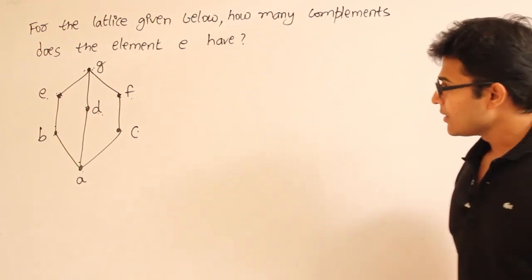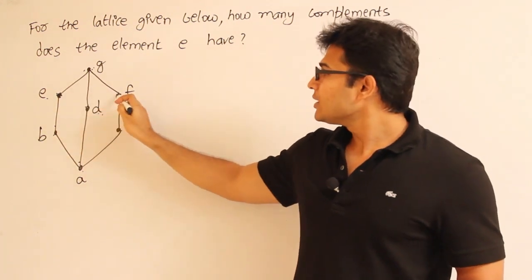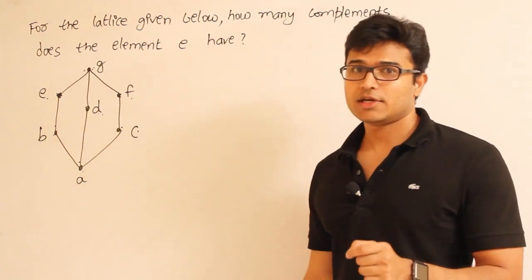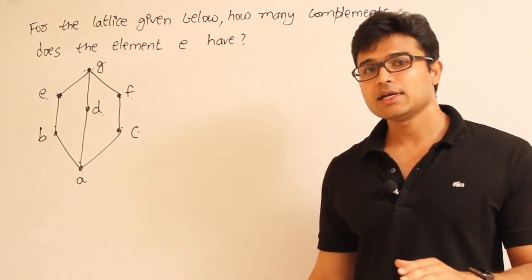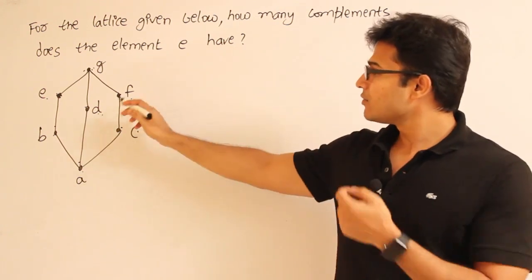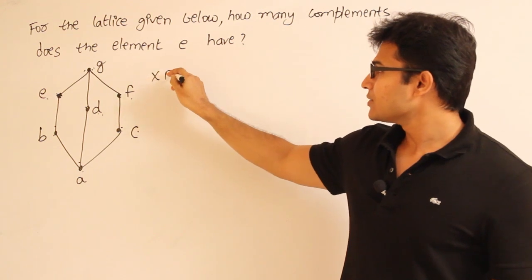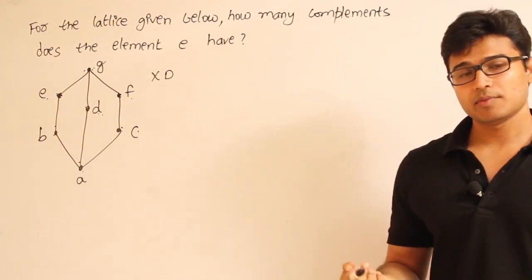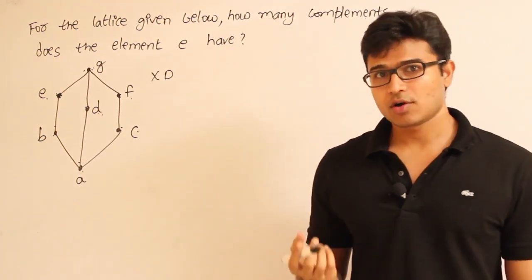See this? For this particular element E, we have got 3 complements. So what can you say about this lattice? It is not distributive, because in a distributive lattice we can have at most 1 complement for every element, but here we have 3. Therefore, this particular lattice is not distributive. Now, is it a complemented lattice? Let's see it.